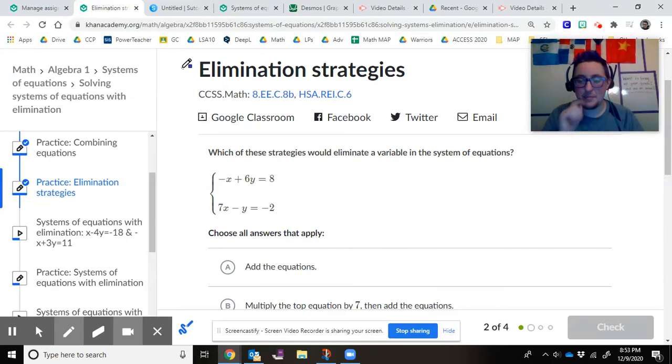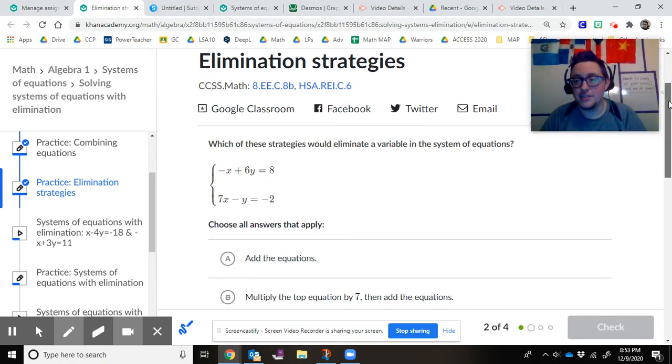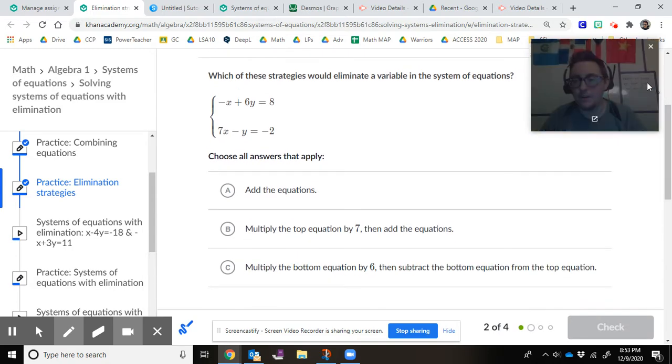All right, you made it to assignment number 5. You're almost done. Assignment number 5 is called Elimination Strategies. So this is a tool to help you get that first step of systems of equations with elimination.